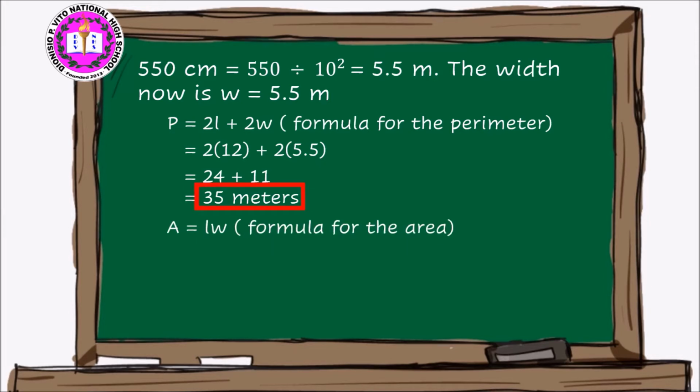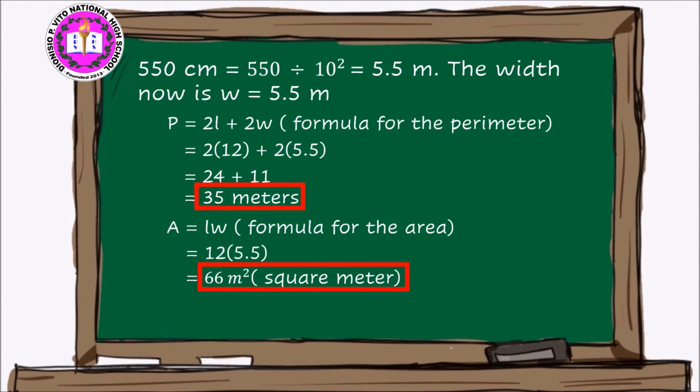And the formula for the area is equal to length times width. As we all know, our length is 12 and our width is 5.5. Therefore, 12 times 5.5 is equal to 66 square meters. That is the area of our rectangular lot.